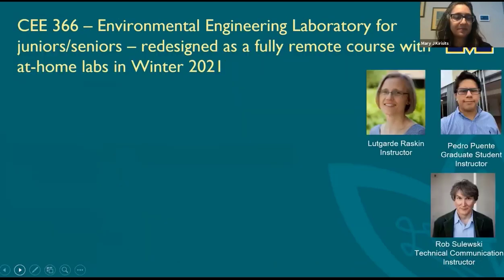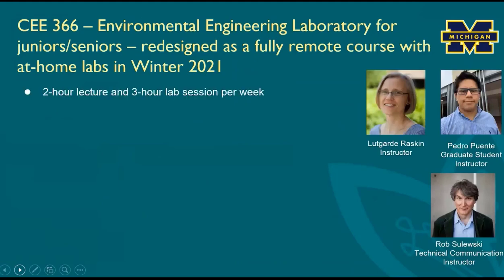All right. So for the University of Michigan, the course name is CEE 366. It's called Environmental Engineering Laboratory for Juniors and Seniors, and they are exclusively from environmental engineering, some civil also.